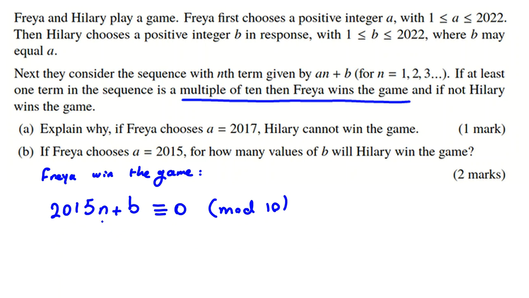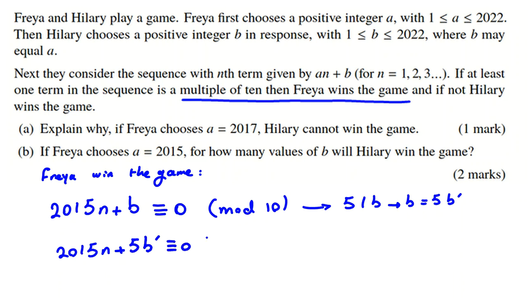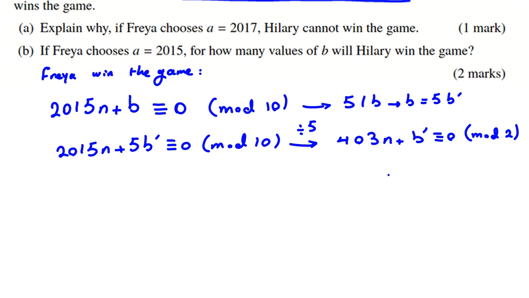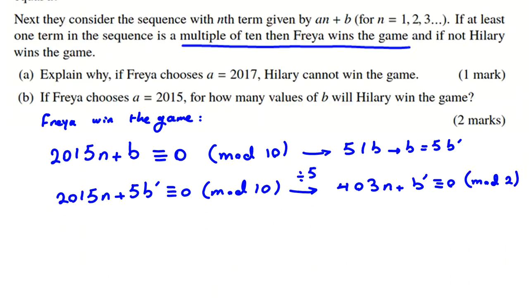Because 2015n is a multiple of 5, b should be a multiple of 5. So one necessary condition is that 5 divides b, and b is 5b prime. So I replace it with 25n plus 5b prime is congruent to 0 mod 10. Then we divide both sides by 5. So it will be 403n plus b prime is 0 mod 10 over GCD of 10 and 5, which is 10 over 5, which is 2. It is a rule when you divide in modular arithmetic. If you don't know that, let me write it here.